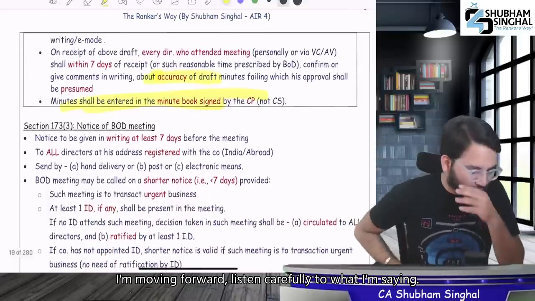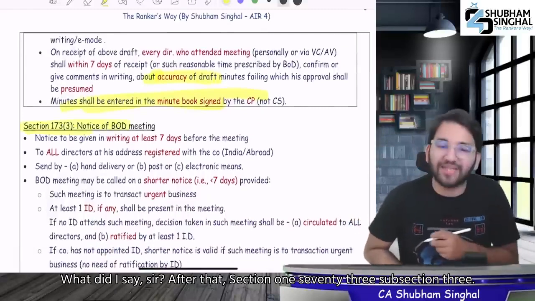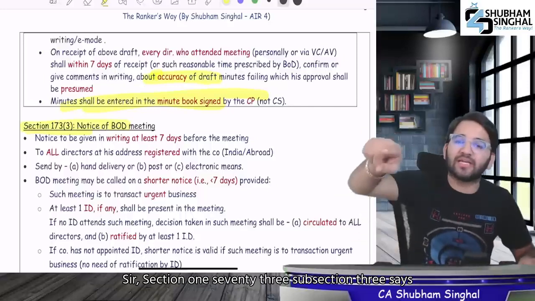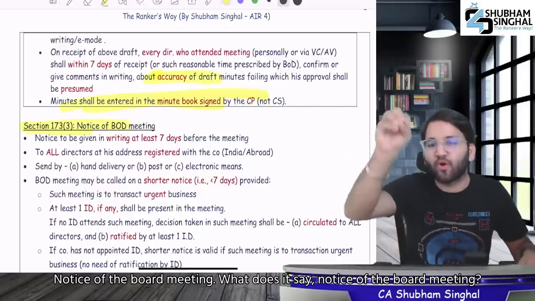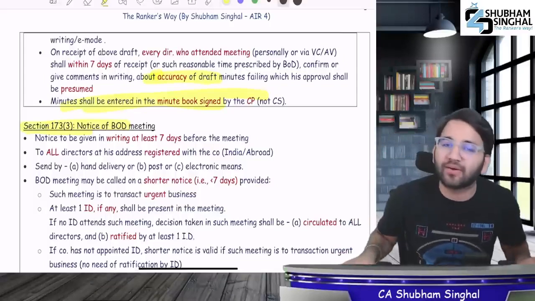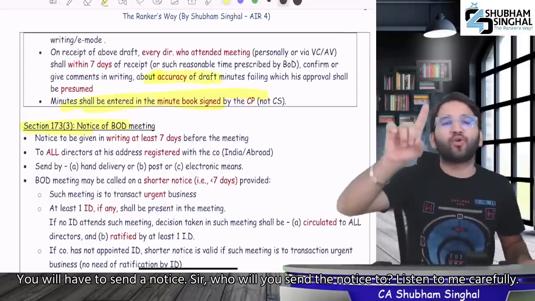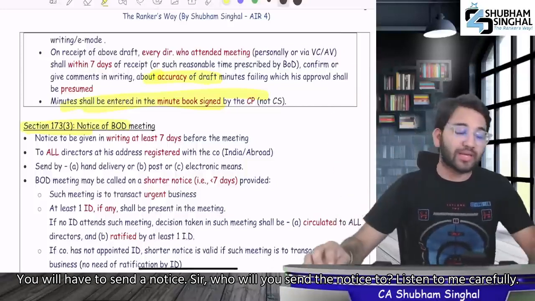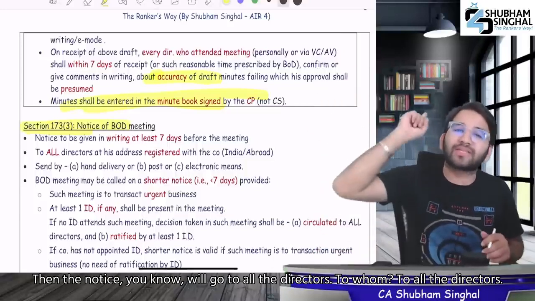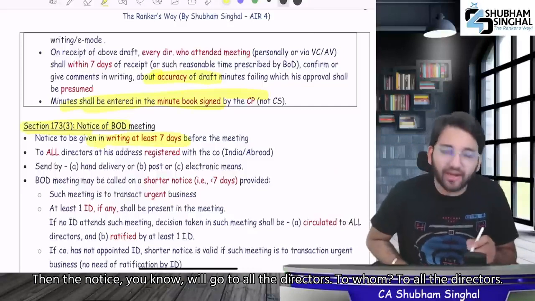Moving forward, listen carefully to me. What did I say? Then section 173 subsection 3. Section 173 subsection 3 says notice of board meeting. Okay? Notice of board meeting. What about notice of the board meeting? You will have to send a notice. Who will you send the notice to? Listen to me. Notice will go to all the directors. To whom? To all the directors.